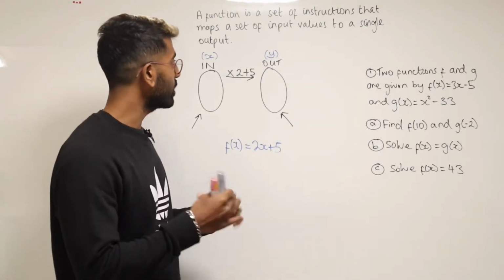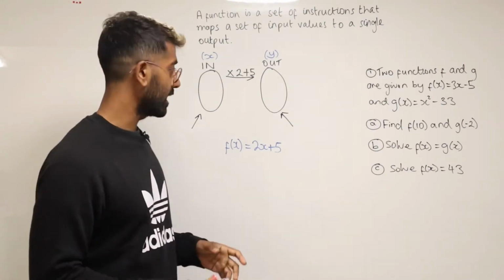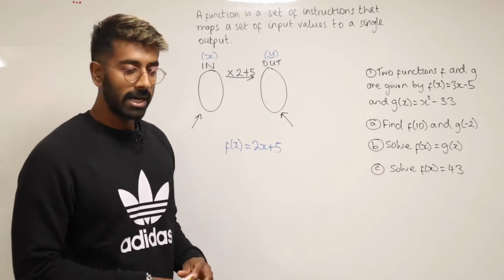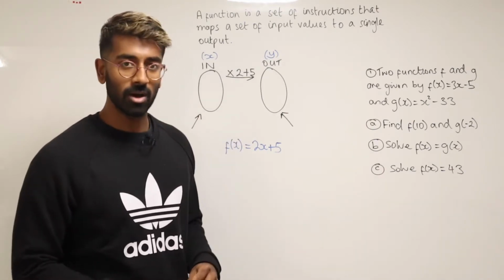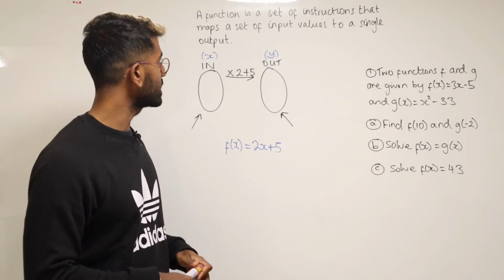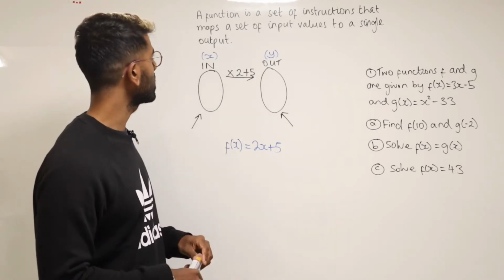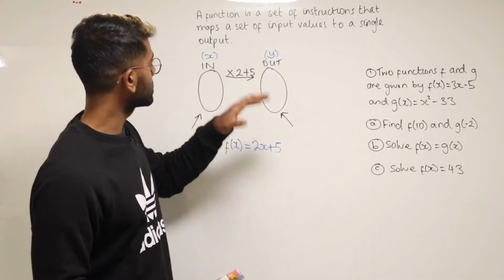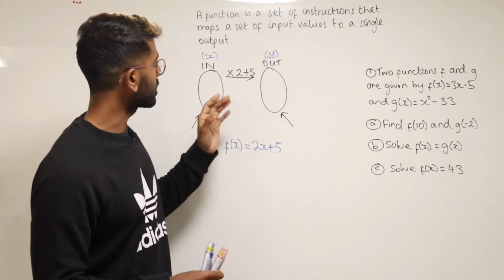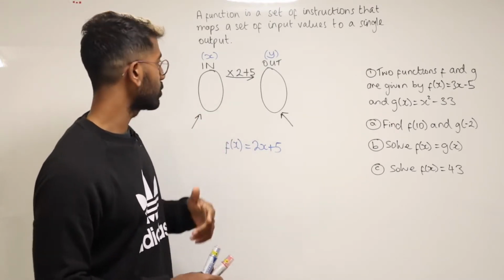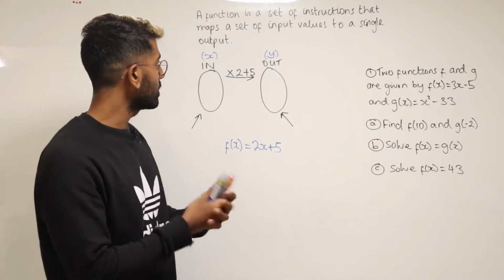Today we're going to have a quick look at what functions are and then look at a bit of function notation, and then from there we can build on functions. The first thing that we need to do is look at a definition. A definition for a function is this: it's a set of instructions that maps a set of input values to a single output value. So there we go, that's what a function is.